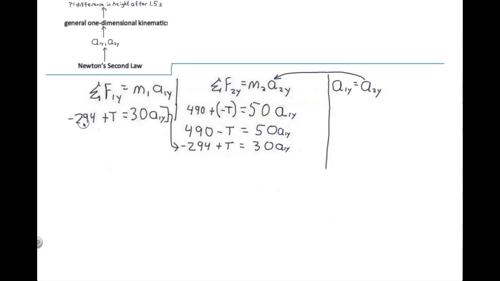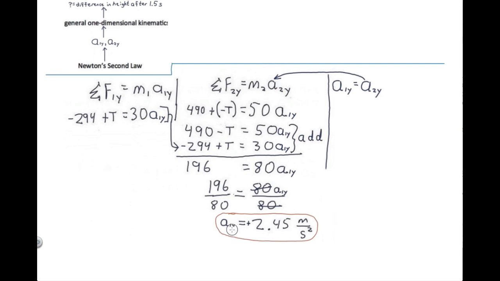We take the Newton's second law y equation for mass 1 and we rewrite that equation underneath the y equation for mass 2. When we add the two equations, the T's cancel out. That's the reason why the addition method was an efficient method for solving these particular equations. Now we have an equation in one unknown, so we can solve this equation for a1y.